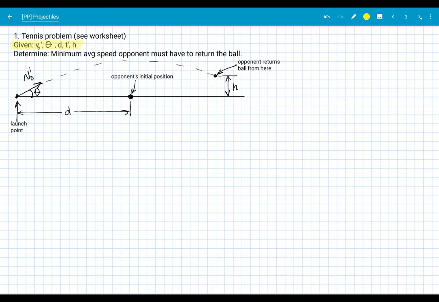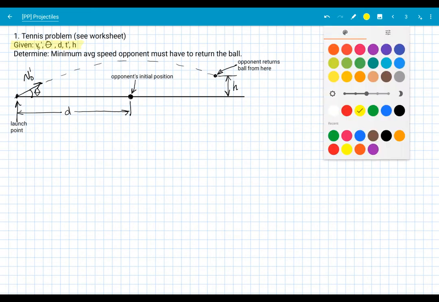And what we're trying to find here is what her minimum average speed has to be in order for her to get back there in time. We just care about her average speed because obviously she's going to be at rest, then accelerate to some speed, and then accelerate again back to rest to hit the ball. So we don't want to have to worry about all that with her motion. Our focus really here is the projectile motion. Okay.